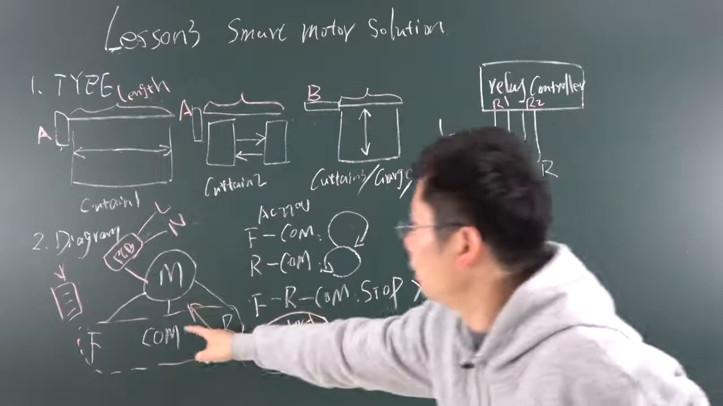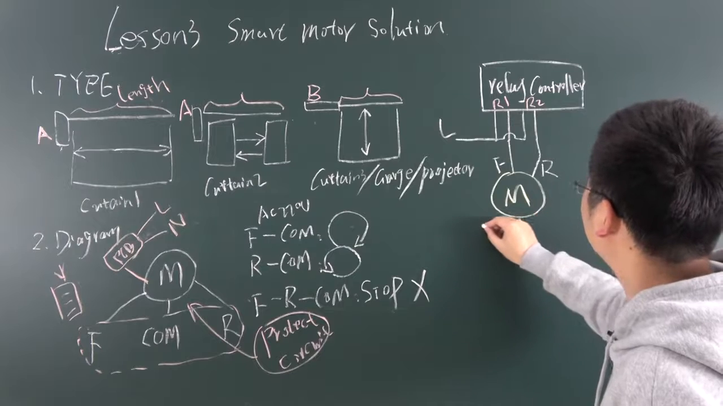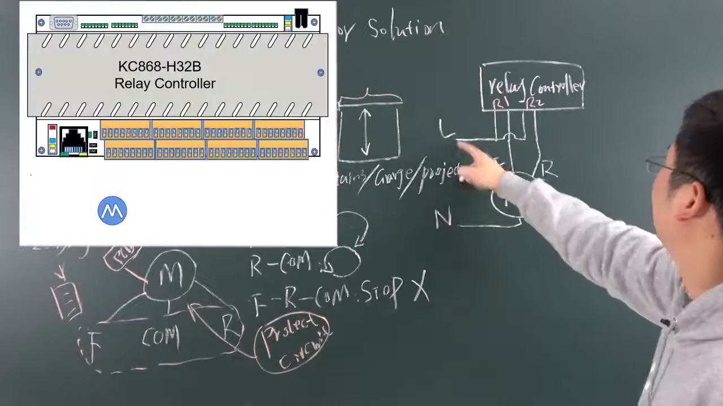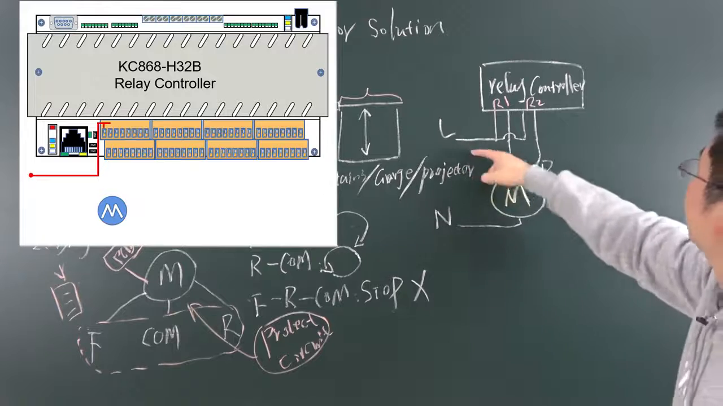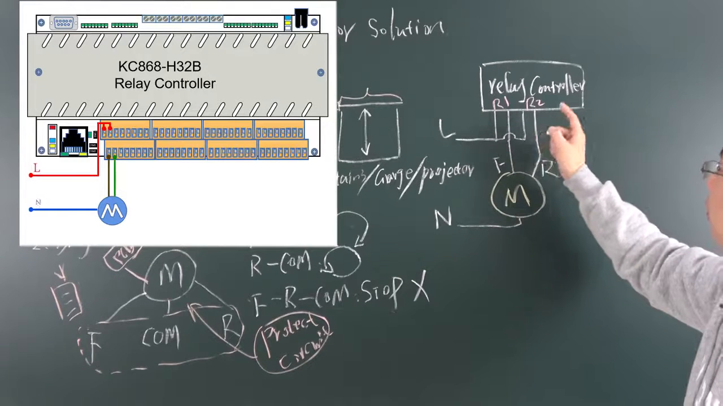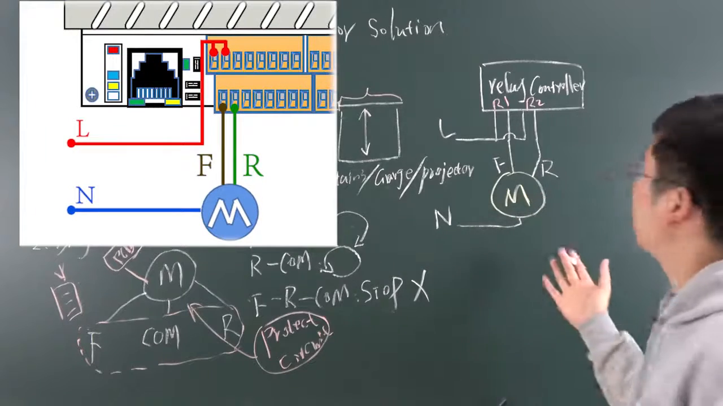And we can see another is COM. So the COM, just like this. This is neutral line, live line, neutral line, and go to relay 1 and go to relay 2. So we use 2 relays to control 1 motor for changing directions.